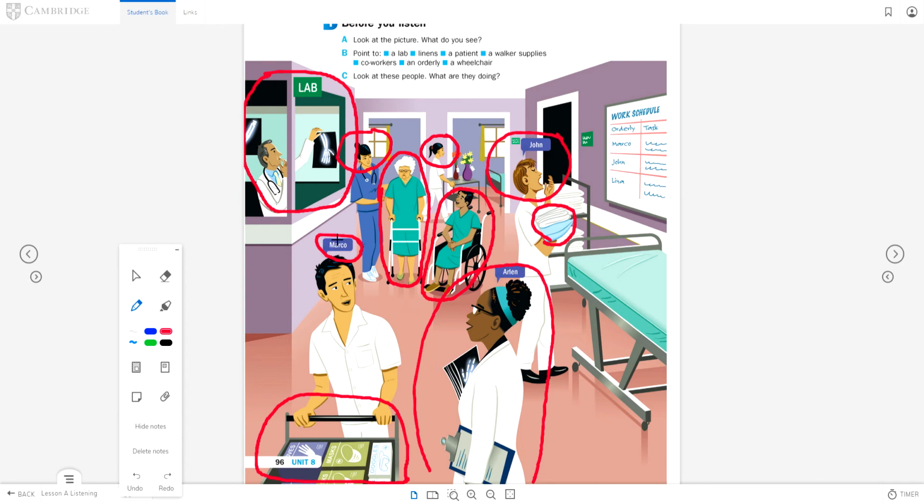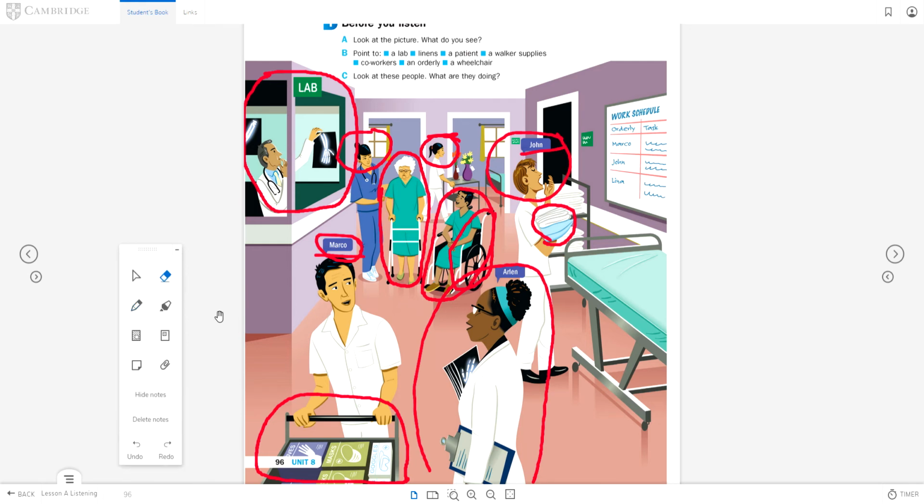Can you see an orderly? Yeah. John is an orderly. Marco is an orderly. There is another orderly here. Alright? Very good. And can you see a wheelchair? Yeah, this is a wheelchair. Right here. This is a wheelchair. Right? A wheelchair. So now, tell me, what is Marco doing?